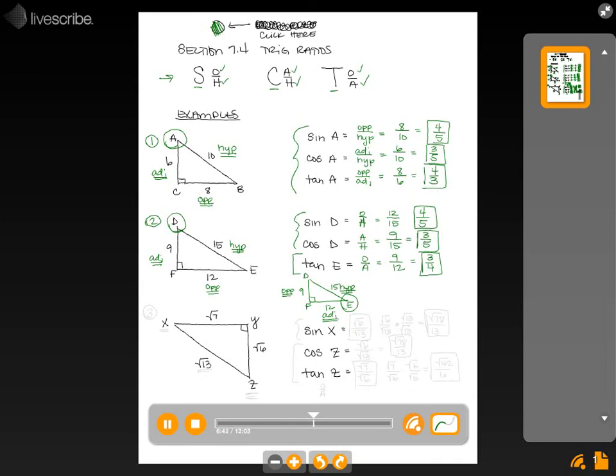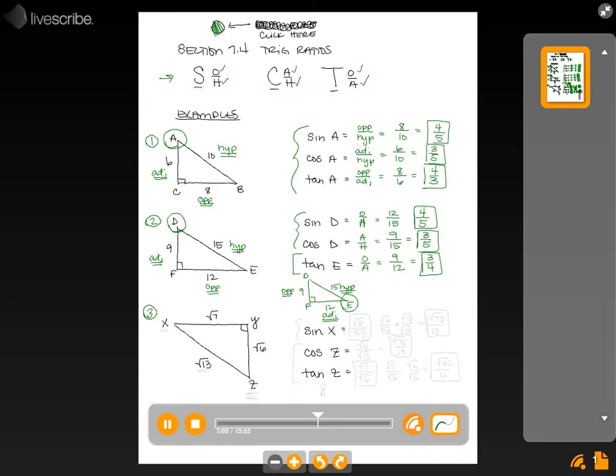Okay, so there's our ratio for the tangent of E. It's 3/4. Again, we have to change our opposite and adjacent because we're based off of a different angle this time. All right, we have one more example. Example 3, we have triangle XYZ.